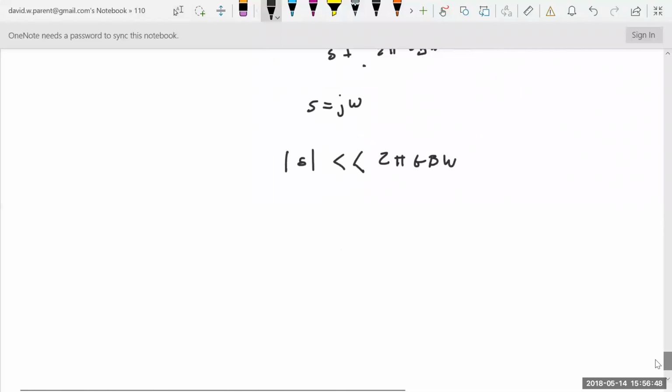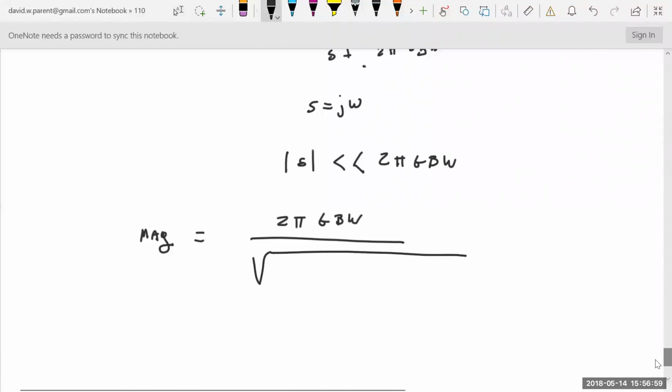Now, it's true, we can be a little more specific because the magnitude, right, equals 2 pi gain bandwidth divided by the square root. What's the real part of that? The imaginary part of j omega? It's omega squared. This 2 pi gain bandwidth, right? So really, this squared has to be bigger than this squared. Then it cancels out. But you're effectively getting the same thing, right?